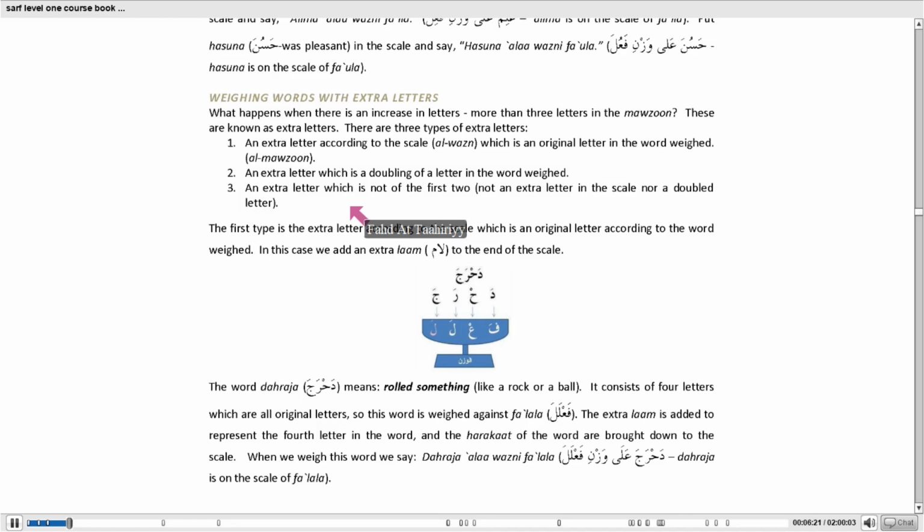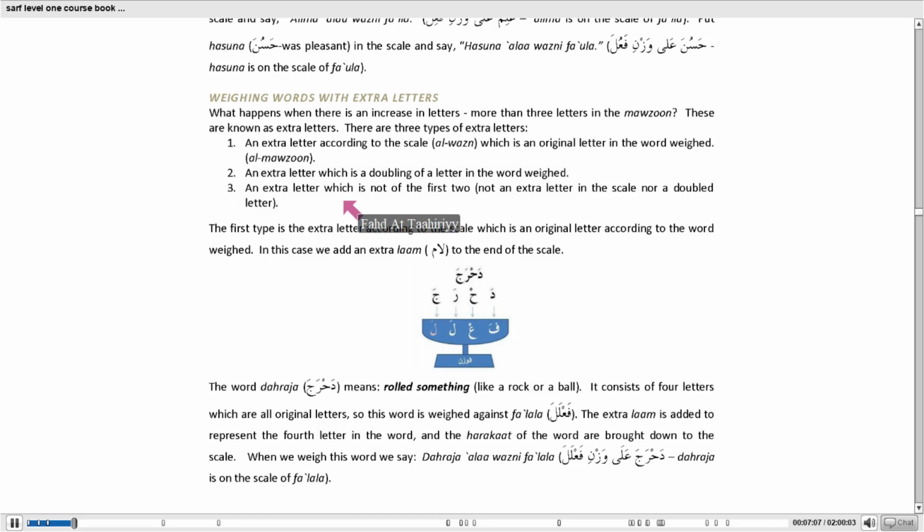Like waswasa, for example. Waswasa means whispered. فوسوس إليه الشيطان قال هل أدلك على شجرة الخلد وملك لا يبلى. So waswasa, how many letters are those? Those are 4 letters. Are they all original? Yes. Because this is a verb with 4 original letters.